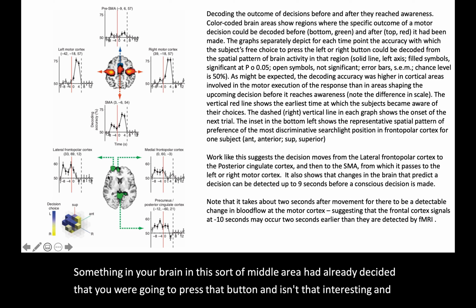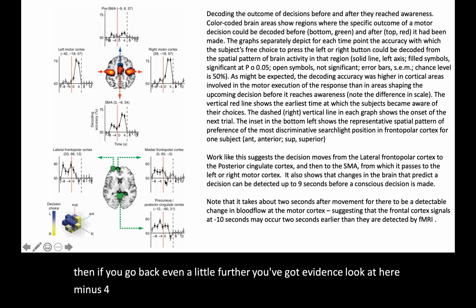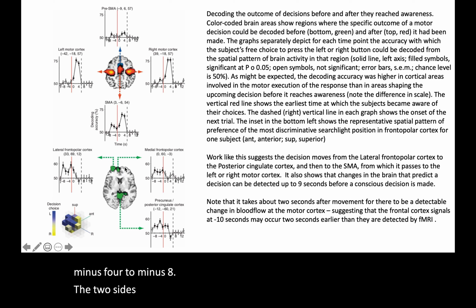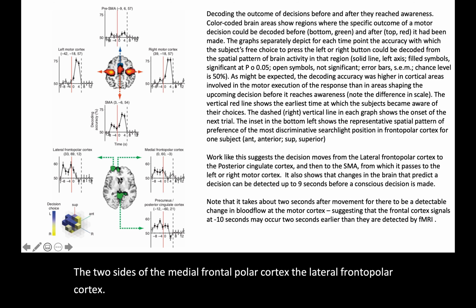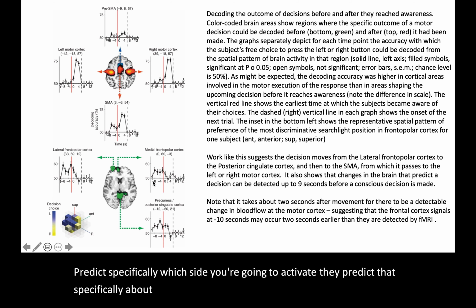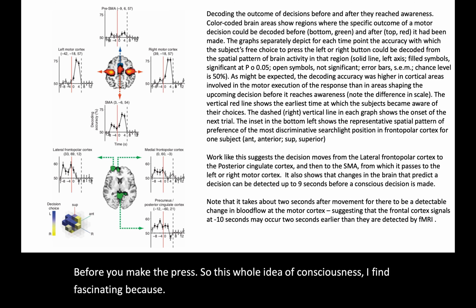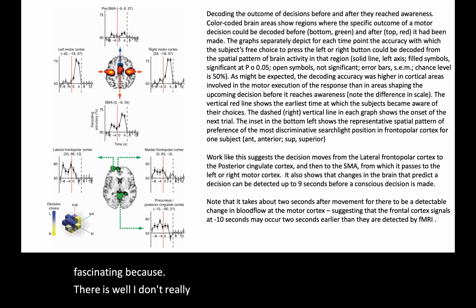And then if you go back even a little further, you've got evidence, look at here, -4 to -8. The two sides of the medial frontopolar cortex and the lateral frontopolar cortex predict specifically which side you're going to activate. And they predict that specifically about 8 seconds, maybe even out as far as 9 or 10 seconds before you make the press. So this whole idea of consciousness I find fascinating because I don't really know how to interpret it except for this.